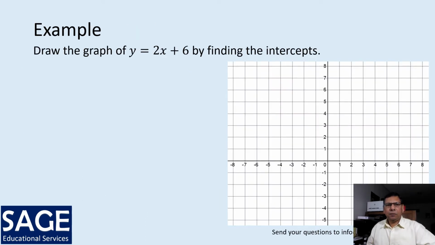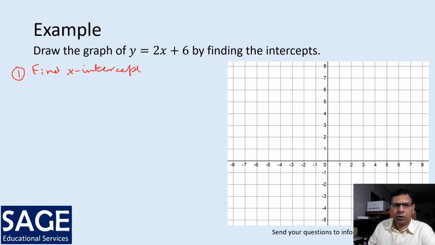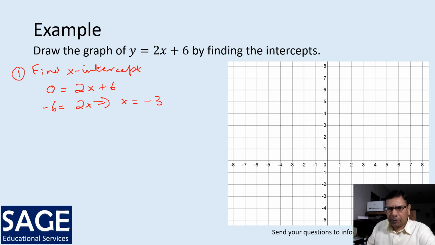So here's another example. It says draw the graph of y is equal to 2x plus 6. First thing, find the x-intercept. Now you can either find the x-intercept first or you can find the y-intercept first. In order to find the x-intercept, I make y is equal to 0 and then say 2x plus 6, which will give me 2x is equal to negative 6, and that will give me x is equal to negative 3. So my x-intercept is the point negative 3, 0.